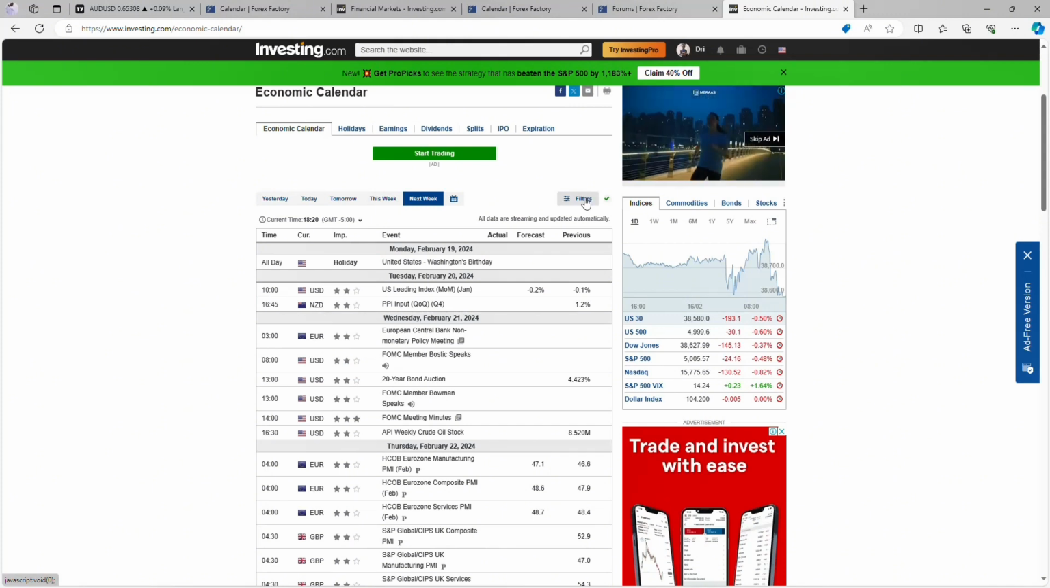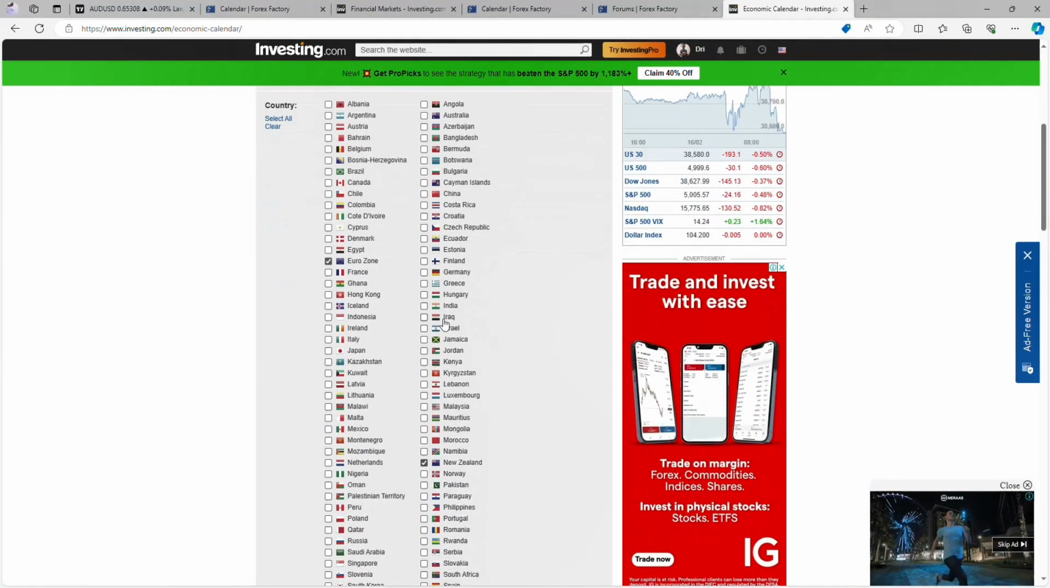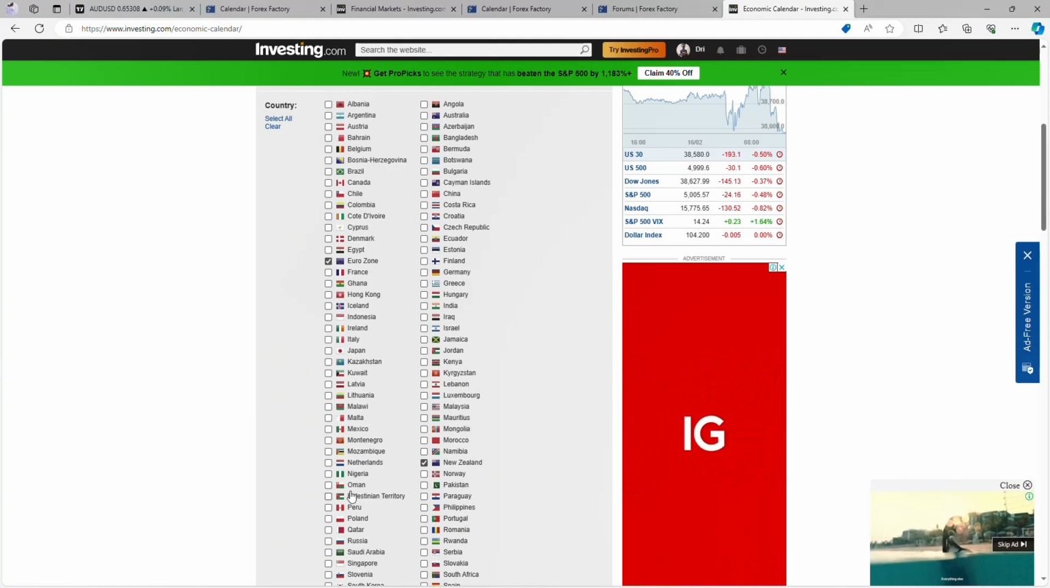You come to this place called filter. You realize also that there are a lot of currencies here from different countries. You see Albania, Argentina, Austria, Bahrain, and the rest. You don't need all of these countries. You are looking for those countries that really move the market, countries that have pairs that are traded in the foreign exchange market. You have the entire Eurozone that has 19 countries using the euro.